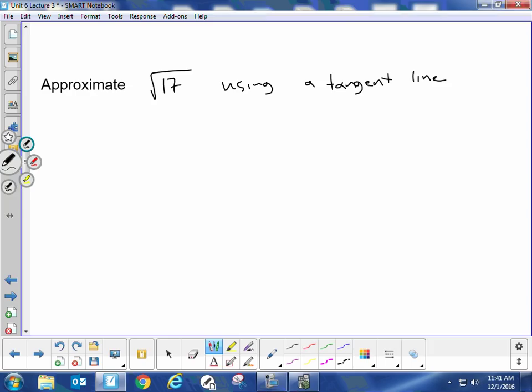Well, instead of focusing on the number root 17, let's think about what function deals with square roots. Just the square root function. So we are going to say, okay, well, let's look at root x. That's where we start. Square root of x, we're going to try to approximate root 17. Well, what is that? That is f of 17. Which means the x value that I'm trying to approximate is not root 17, it's 17.